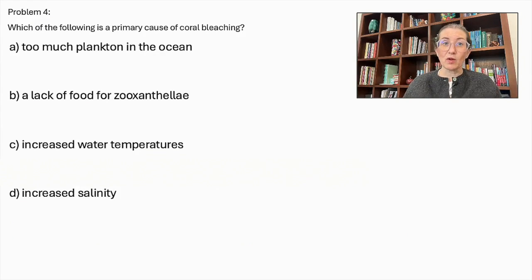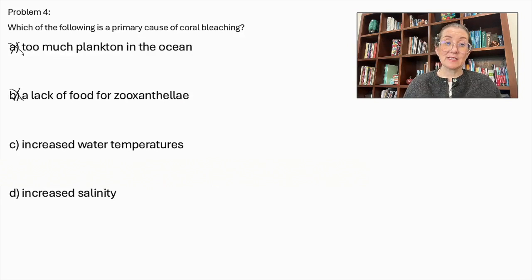Problem number 4. Which of the following is a primary cause of coral bleaching? Too much plankton in the ocean. This is actually not a known cause of coral bleaching, so we can eliminate that. A lack of food for zooxanthellae. The zooxanthellae provide food to the corals, not the other way around. Bleaching occurs due to the loss of these algae, not their lack of food. So this is also not the correct answer.